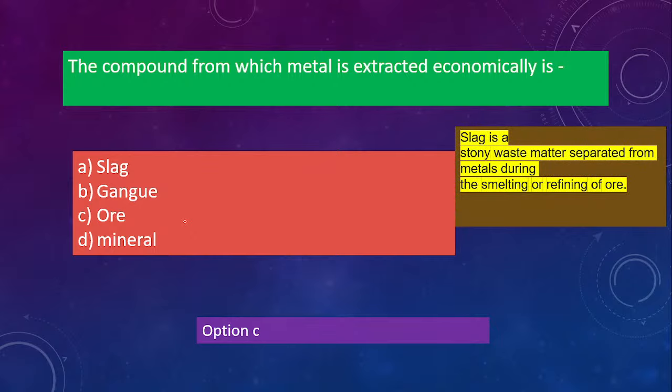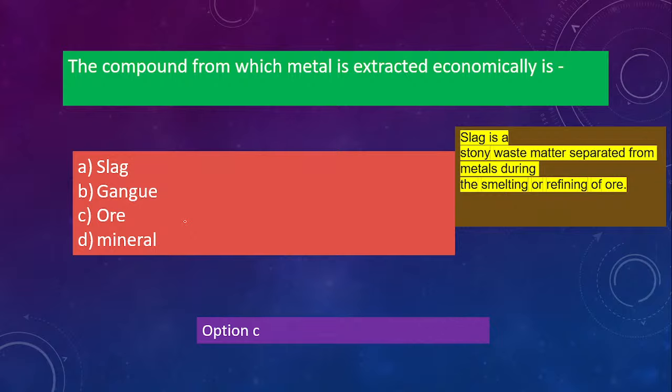Now, what is slag? You should know the terms when you're using them in metallurgy. Slag is a stony waste matter that is separated from metals during the smelting or refining of ore. The stones already present in the metal ore, the small pebble-like things, are separated. That is nothing but slag.